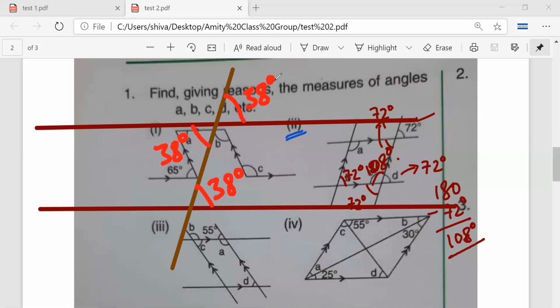Mr. Sarthak, any doubt? No, sir. So what you need to understand is that if this is 38 degree and these lines are parallel to each other, therefore whatever be this angle would also be equal. Mr. Sarthak, any doubt?